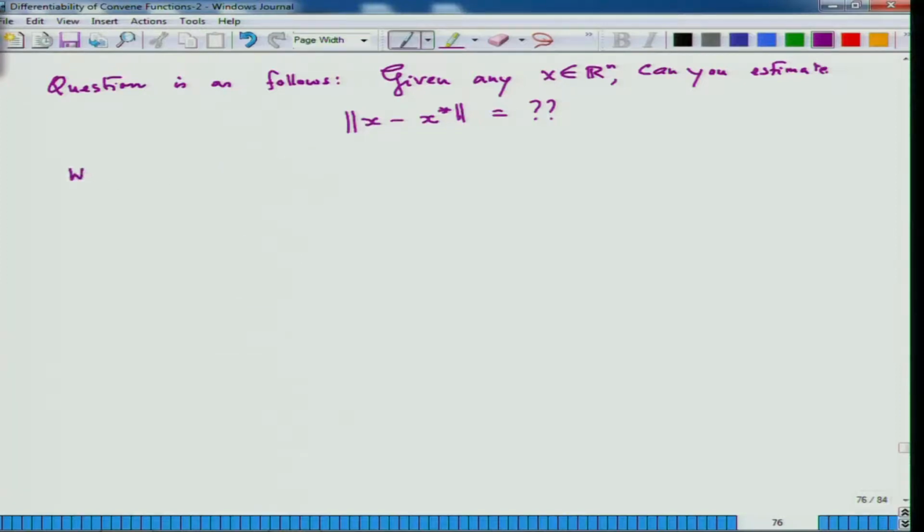Our first step, we will claim that p star is always bounded below by this number. We will prove this. For any given x, this is always true. So, how do I do it?